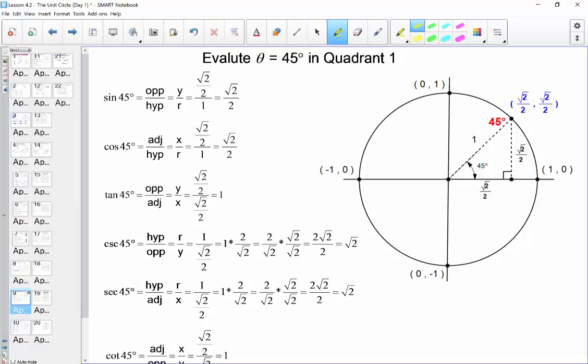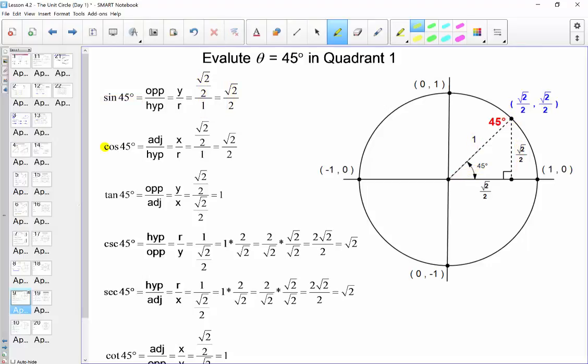So if we look at the sine of 45 degrees, and here's our angle we're evaluating, 45 degrees, equals the opposite side, square root of 2 over 2, over the hypotenuse 1. Square root of 2 over 2 over 1, which simplifies to square root of 2 over 2. Notice that that is also the y-coordinate for where 45 degrees intersects the unit circle. Here it intersects the unit circle, and here's the y-coordinate.